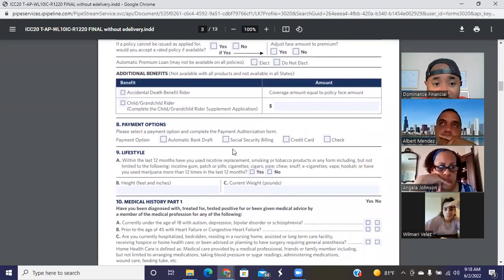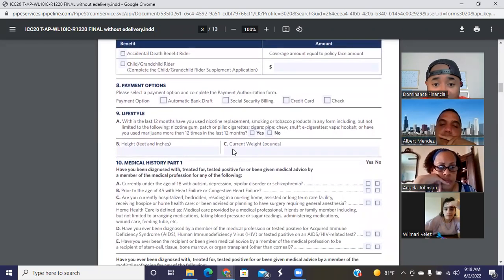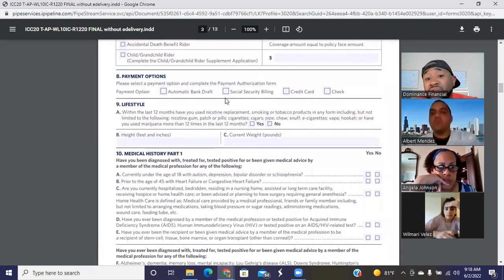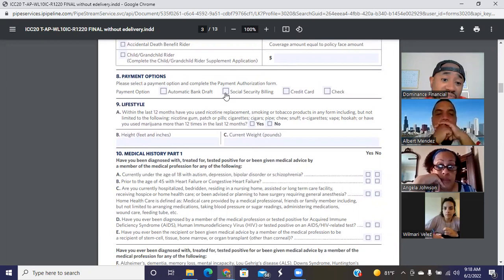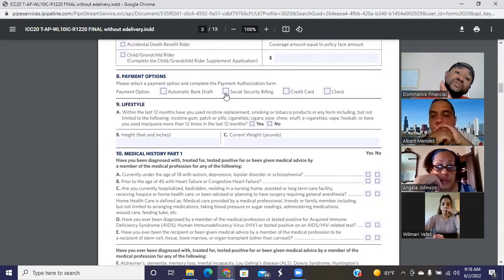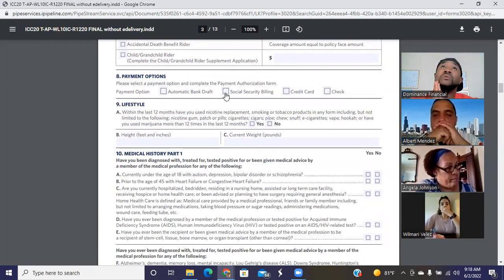Additional riders: child and accidental death. Payment options are there. They do have Social Security billing, so let's go over that. If we click Social Security billing, that means if they're a senior on Social Security, they want to pay their premium on the day that their Social Security hits.